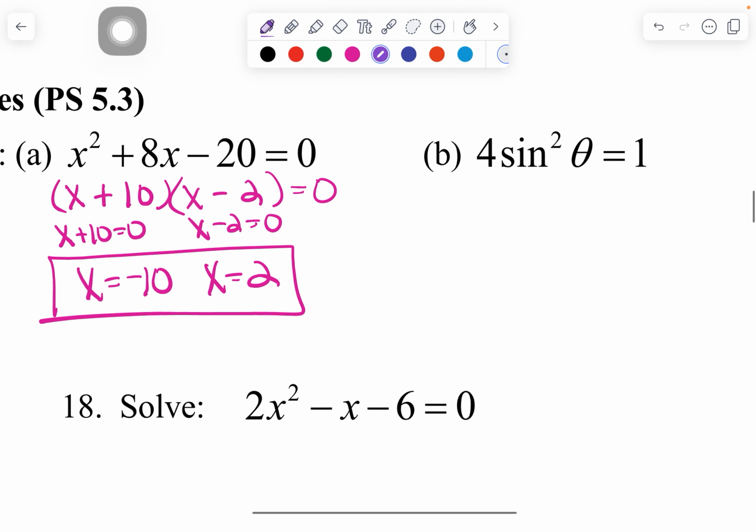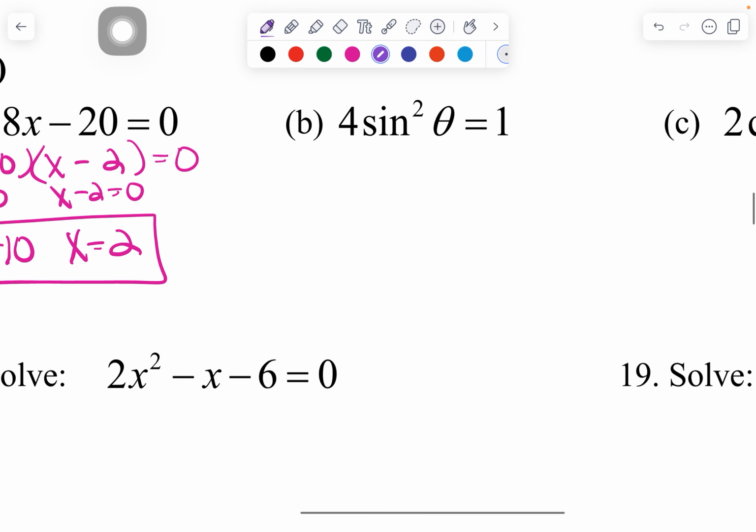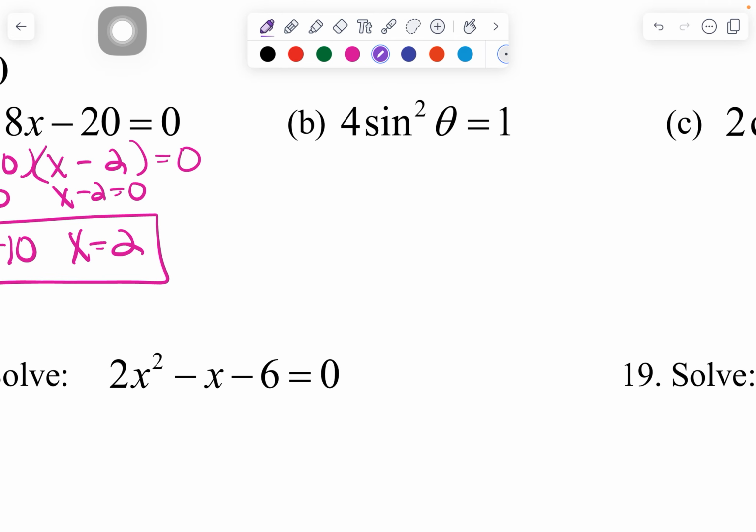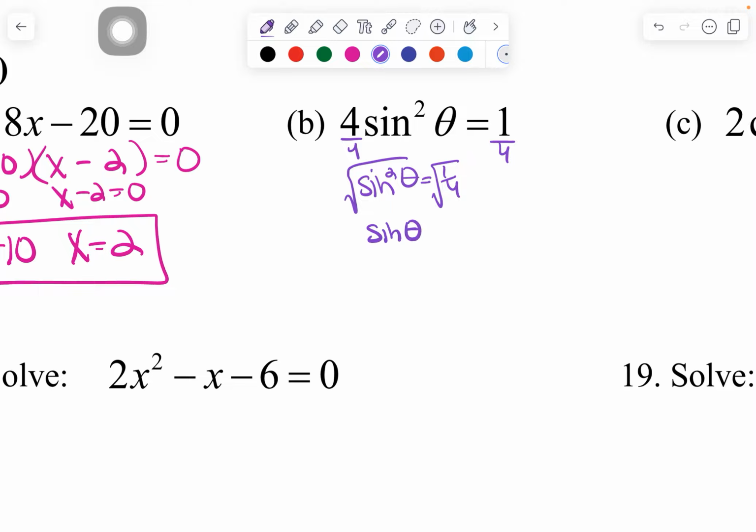All right, rolling right along. Part B here. Actually it is a quadratic, but it's also a trigonometric problem. So first thing I want to do is get rid of that 4. All right, so we've got sine squared theta is equal to 1/4. I'm going to go ahead and take the square root of both sides. So sine theta is equal to plus or minus, that's because we put the square root in the problem, the square root of 1/4, which is 1/2.